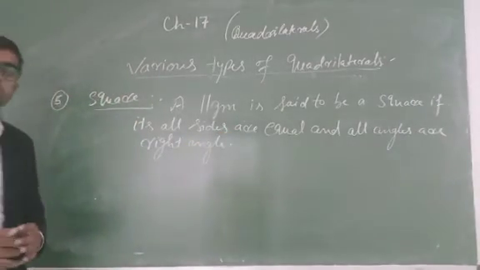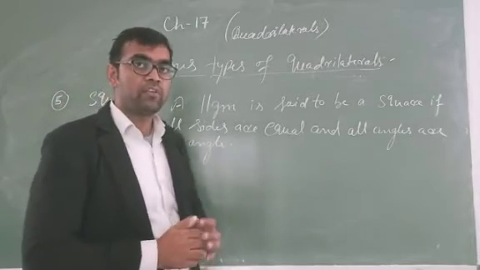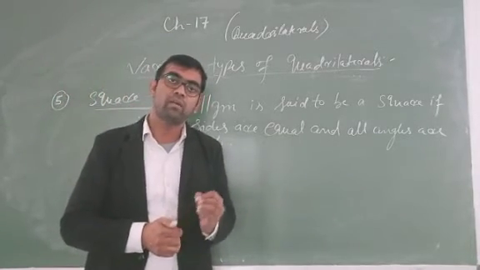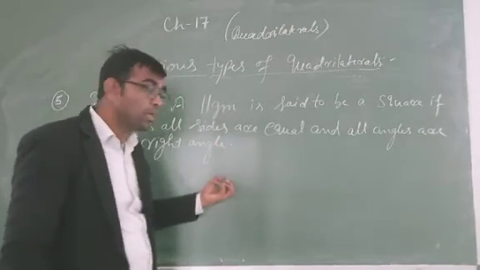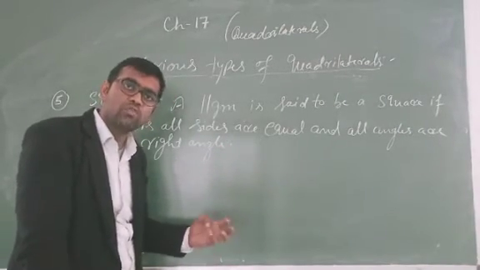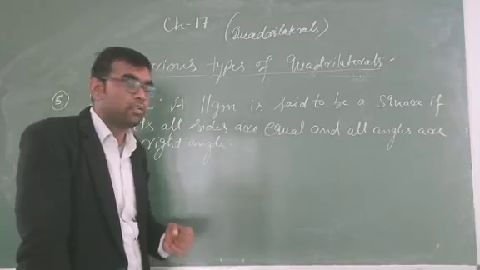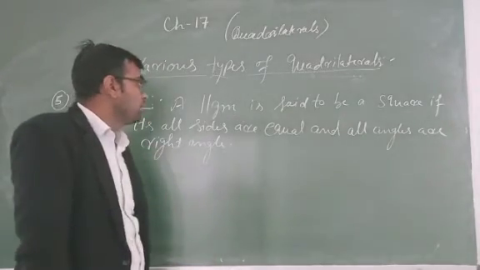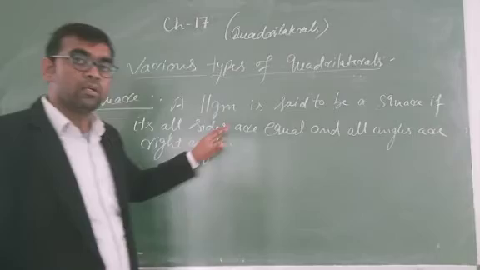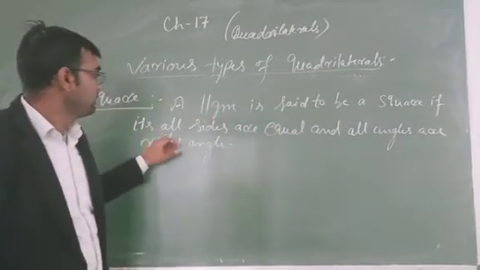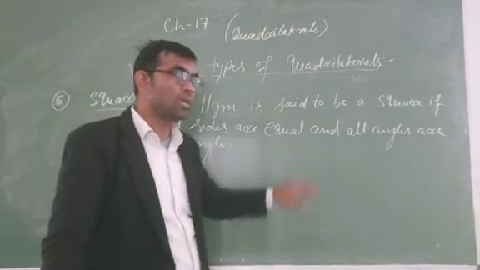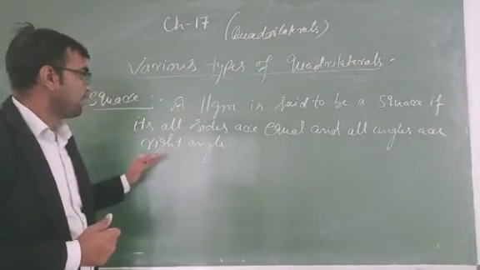Understand? So a parallelogram is said to be a square if all its sides are equal and all angles are right angles. That is a parallelogram which is a rhombus as well as a rectangle, then it will be a square. So a parallelogram is said to be a square if all its sides are equal and angles are right angles.